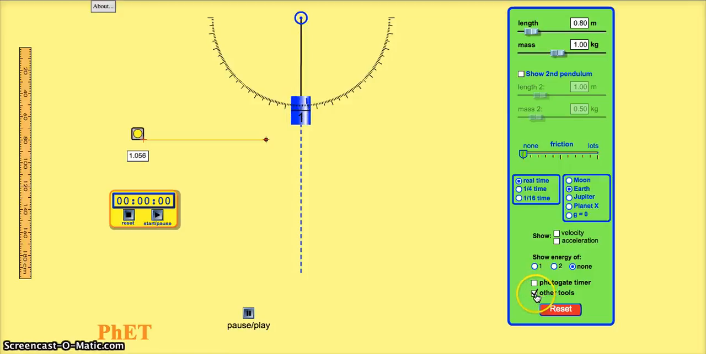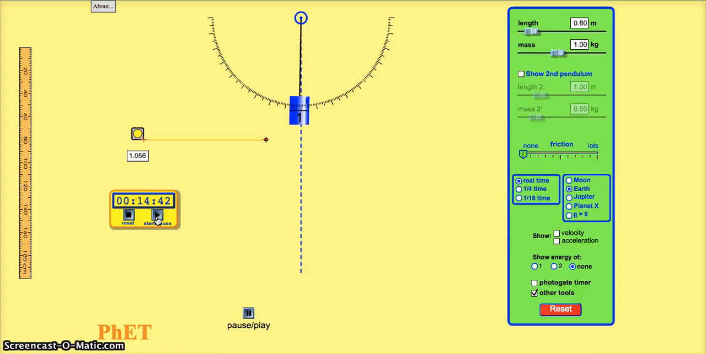So if you click on other tools, you're going to use this other tool. I'm going to reset it. I'm going to have the length as 0.8 meters. I'm going to pull it back to 4 degrees and release it. I'm going to let it swing and ready, set, go. That's 1 swing, 2 swings, 3 swings, 4, 5, 6, 7, 8, and I stopped. So 8 swings was 14.42 seconds.